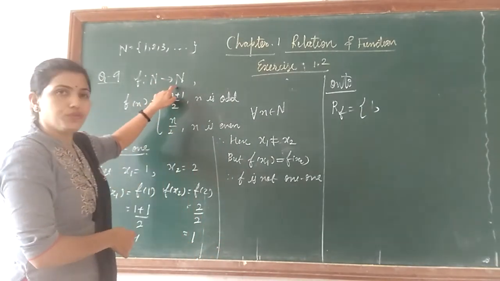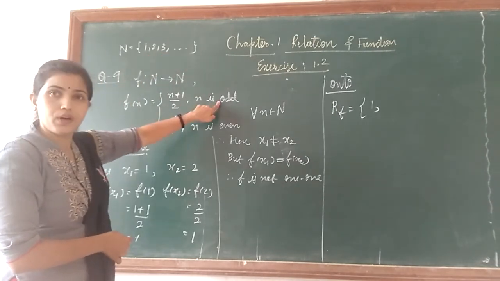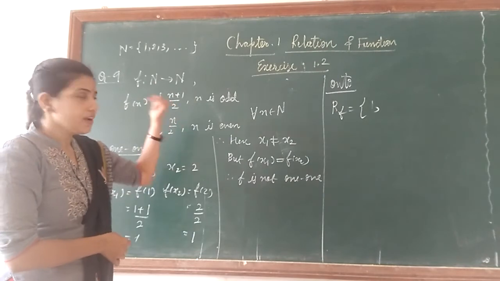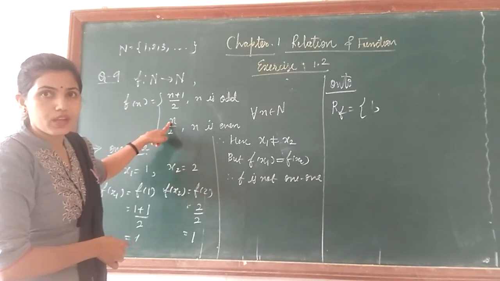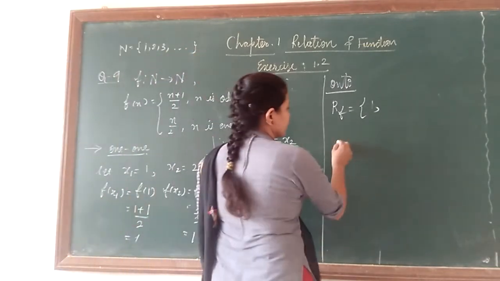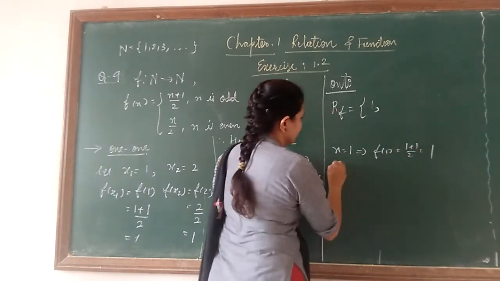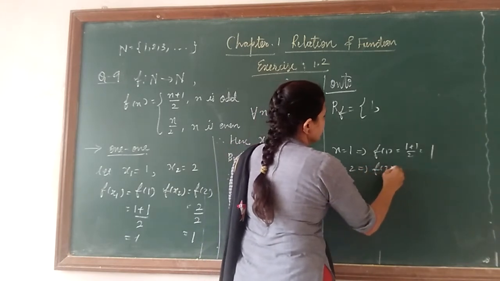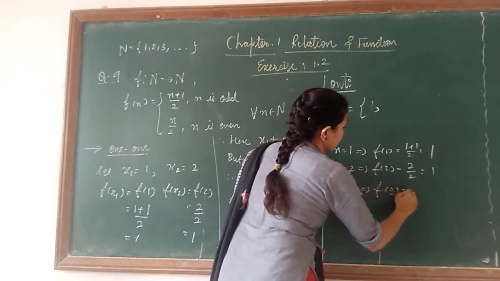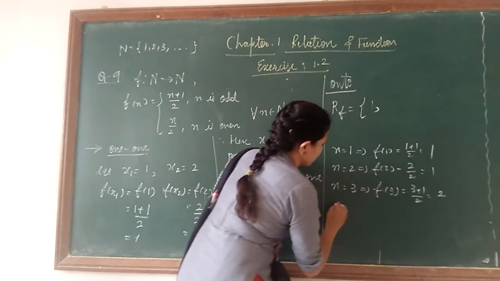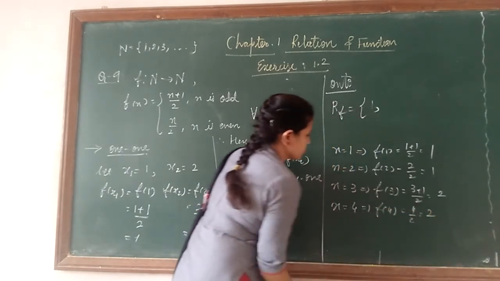Then next, for 3: if we take n equal to 3, an odd number, so 3 plus 1, 4 divided by 2, that is 2. For n equal to 4, we are checking. If n is equal to 1, then f of 1 is 1 plus 1 by 2, that is 1. If n is equal to 2, then f of 2 is 2 by 2, that is 1. If n is equal to 3, then f of 3 is 3 plus 1 by 2, that is 2. If n is equal to 4, then f of 4 is 4 by 2, that is equal to 2.